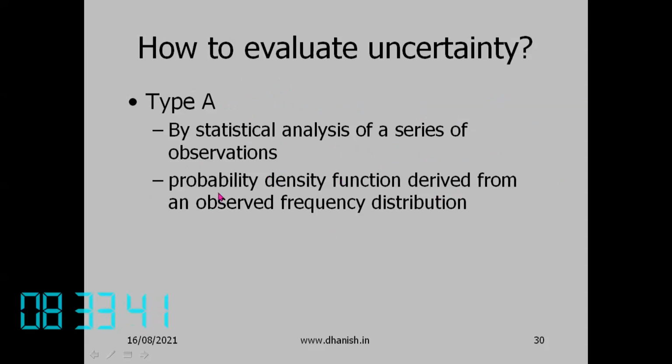So what is happening here? You have a series of observations, so that is an observed frequency distribution. For each observation, we can compute how many times you have observed it, and we can get its frequency distribution. Then we fit a probability density function which best matches the observed frequency distribution, and then determine the parameters of the distribution. So that is a type A evaluation of uncertainty.